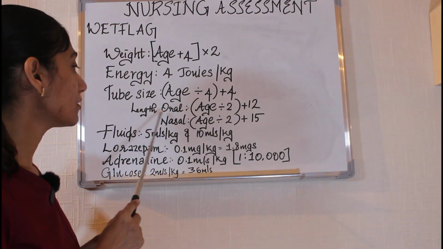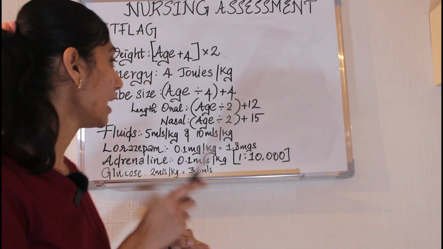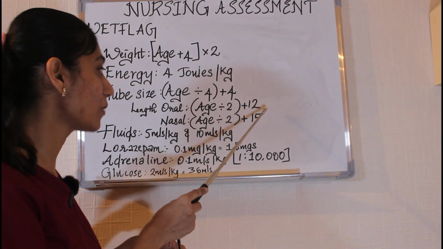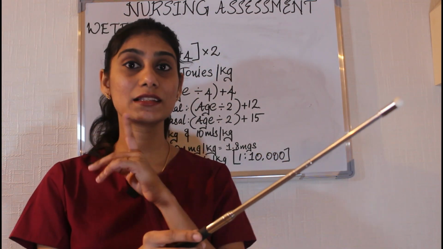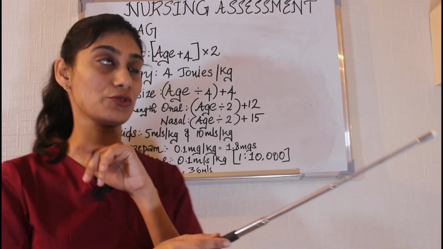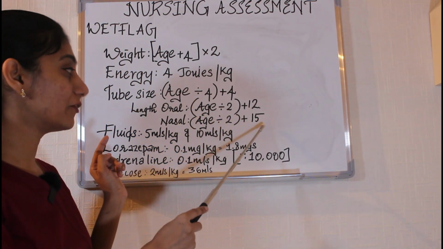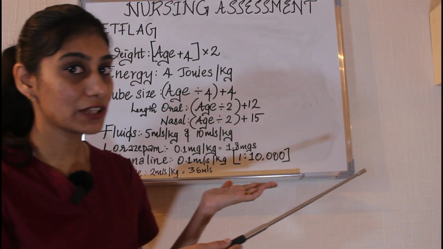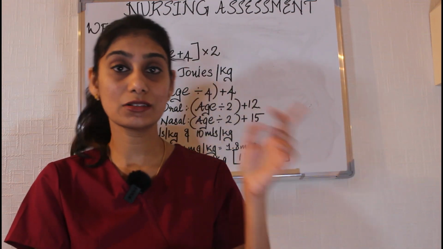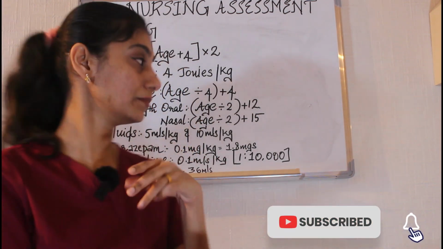So length for an oral endotracheal tube is age divided by 2 plus 12. When we get a value, that's the centimeter we usually tape the oral tube at. And the nasal tube, age divided by 2 plus 15. When we get a value for that calculation, we tape that centimeter at the nostrils.